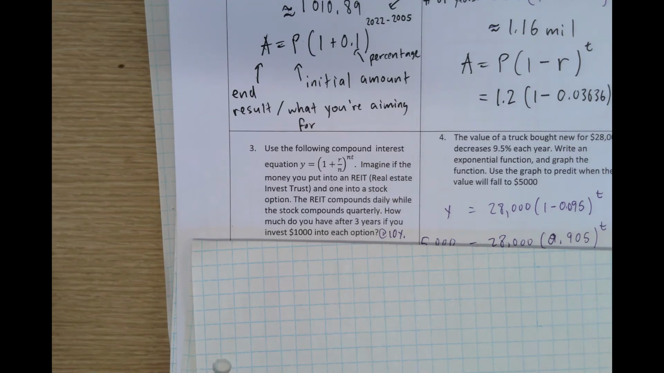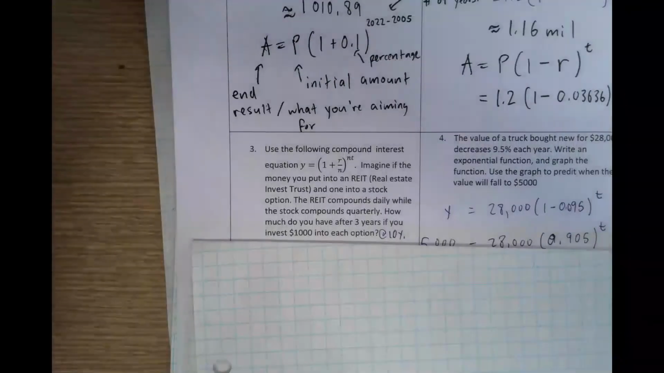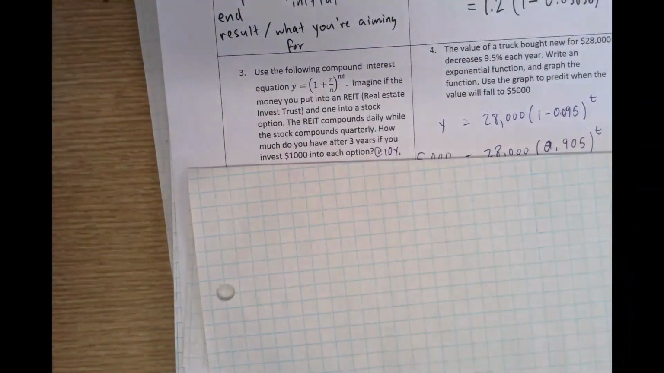So for number 3, it's asking us, what happens if I invest in something that compounds daily versus something that compounds 4 times a year, which is also known as quarterly. If that sounds familiar, quarterly is just like in basketball games or in football games where it's divided into 4 different quarters. Actually, I don't know about football, but basketball is that way.